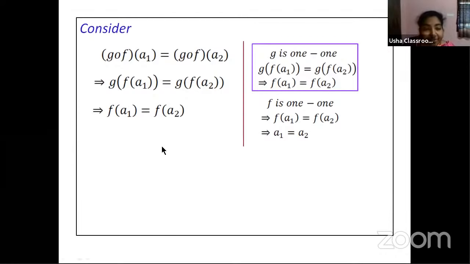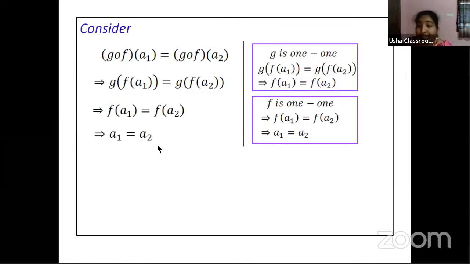So since f is a 1, 1 function, you can always say that this is also equal to A1 is equal to A2. Therefore, we can say g circle f maps A to C is a 1, 1 function. So let us see this in the diagrammatic form.